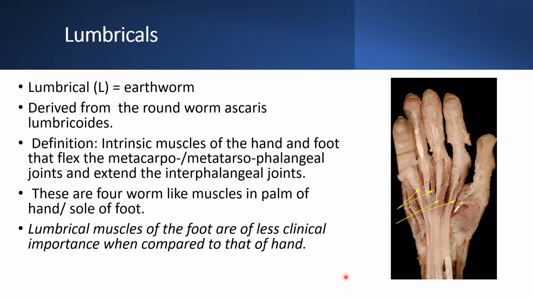Metacarpophalangeal joints are in the hand and metatarsophalangeal joints are in the foot. These are 4 worm-like muscles in the palm of the hand or sole of the foot. The lumbrical muscles of the foot are of less clinical importance when compared to those of the hand.